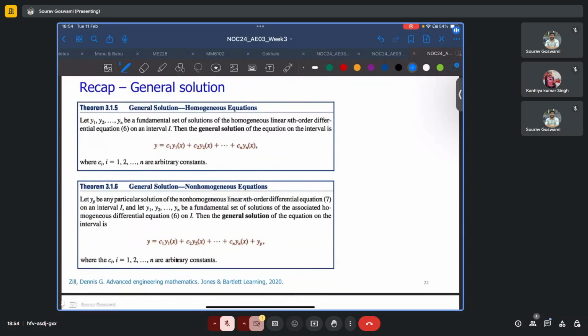If they are indeed linearly independent, then the general solution is composed of c1 y1 plus c2 y2 plus cn yn. And for non-homogeneous equations, there will be an additional term in addition to this general solution, which is called yp, which is the particular solution for that non-homogeneous equation.